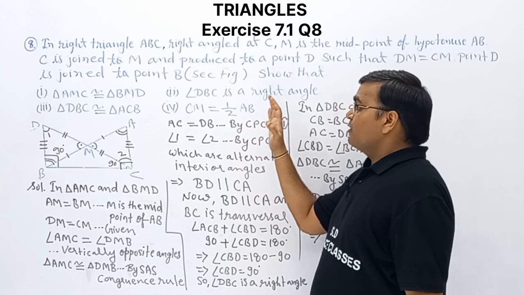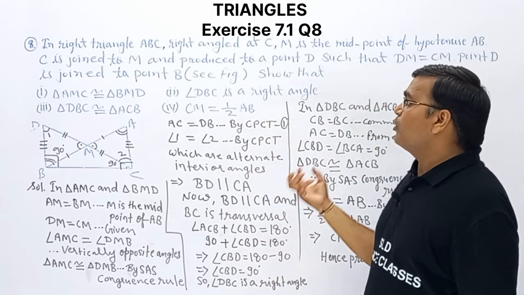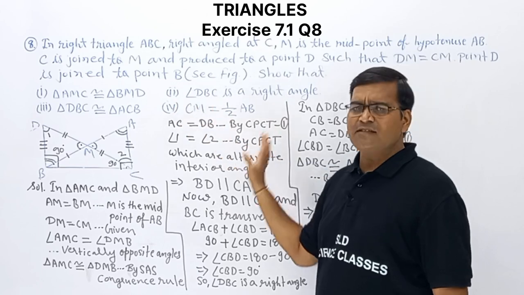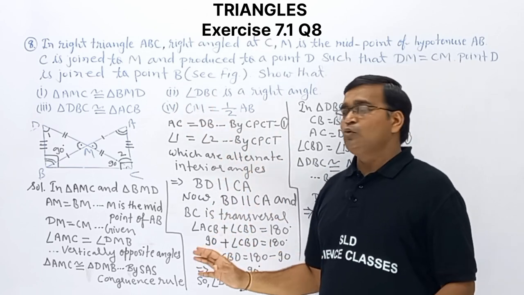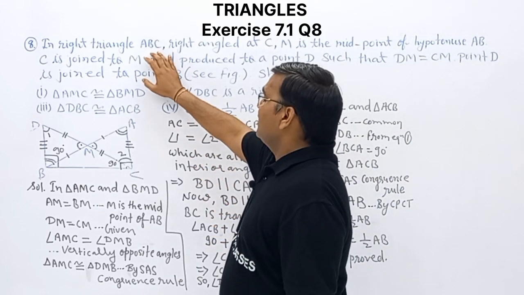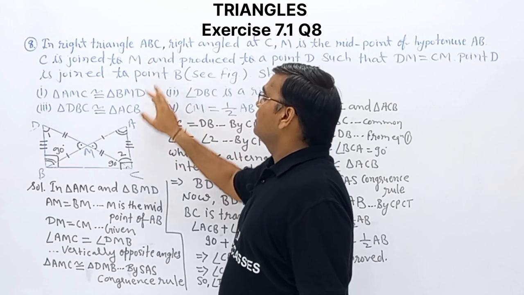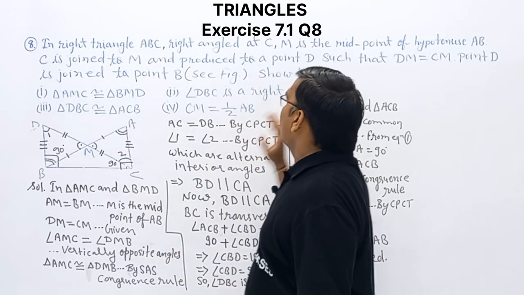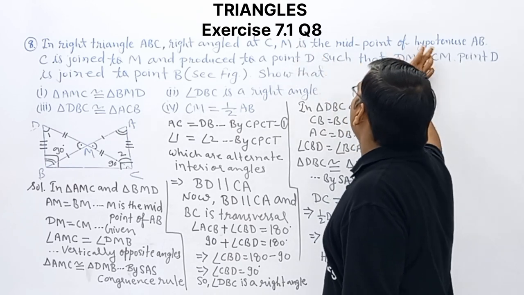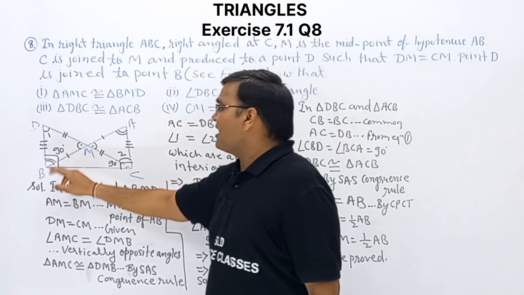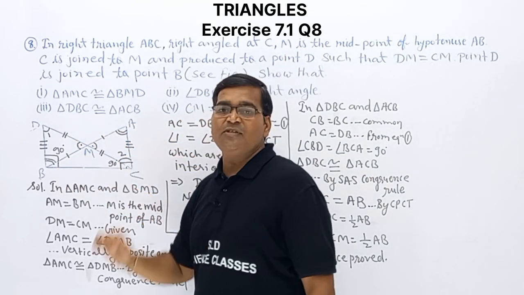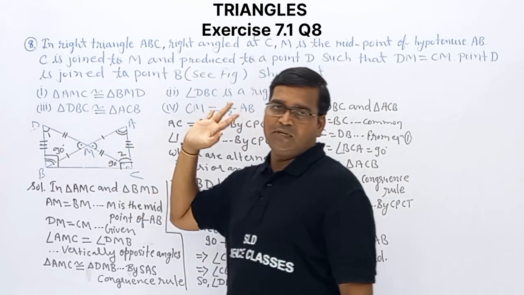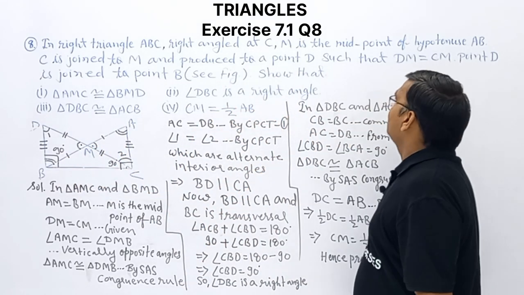Again, I am revising for 2 to 3 minutes what we are doing in these 4 questions. These 4 questions are simple. First, we should know the congruence rules. In the figure we have one right triangle ABC, right angled at C. Another thing we have: M is the midpoint of the hypotenuse. For this right triangle AB is the hypotenuse and M is the midpoint. So we can say AM equals BM. One thing we obtain.